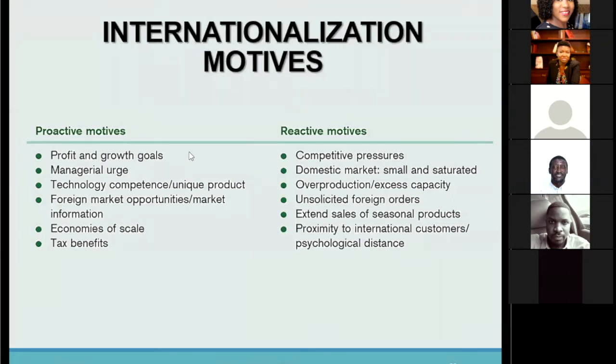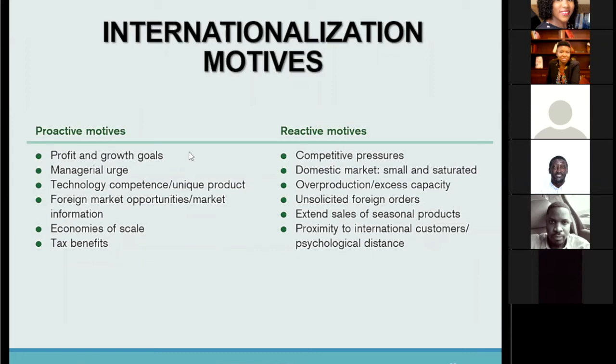Others will also expand based on tax benefits. Currently, certain companies choose to situate their headquarters in certain countries because of the tax rebates and benefits that they are offered. A lot of organizations took advantage of AGOA and the Ghana free zones to set up companies to export. So tax benefits are another huge proactive reason why firms would want to internationalize.